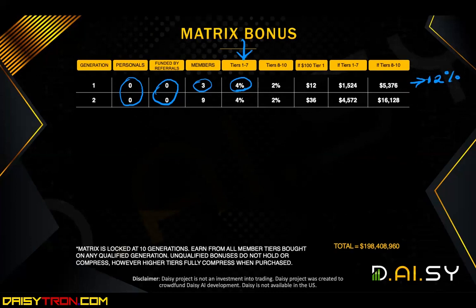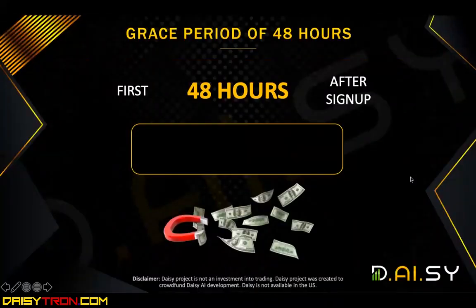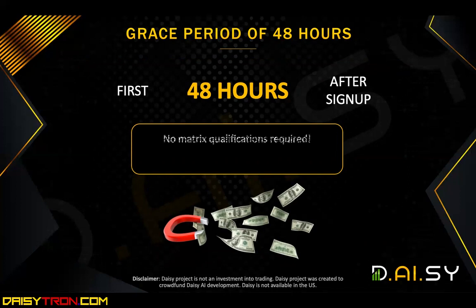Likewise, generation 2 of your matrix, where there's a potential 9 positions, if those were filled, you get 4% on each. As they get filled, you don't have to wait for the whole level to be filled, where you could get another 36%. Now that means without referring anyone, you could potentially make 48%, or I should say up to 48% of your own crowdfunding contributions. But the great news is you can actually make even more than that. Here's how. There's a grace period of 48 hours. In the first 48 hours from the time you sign up, there are no matrix qualifications required. That means you can earn matrix bonus on up to 10 generations.